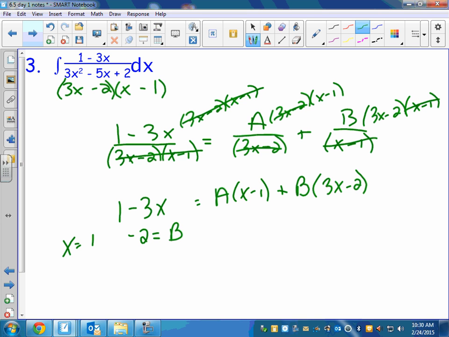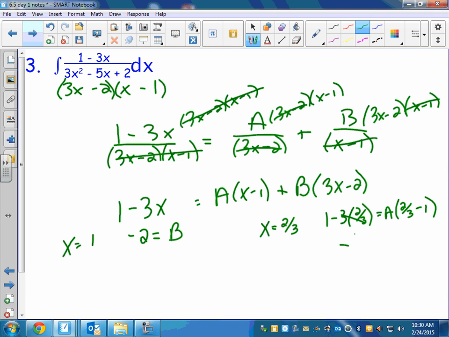So on this one, what do I have to do to make b go away? I would have to plug in 2/3. So over here, I'm just going to say, let's make x equal 2/3, right? I tend to kind of do this all together, and I'll show more work on this one. So I'll have 1 minus 3 times 2/3 equals a times 2/3 minus 1. And notice, I know that's going to go to 0, so I don't even waste my time writing it out because I know what's going to happen.